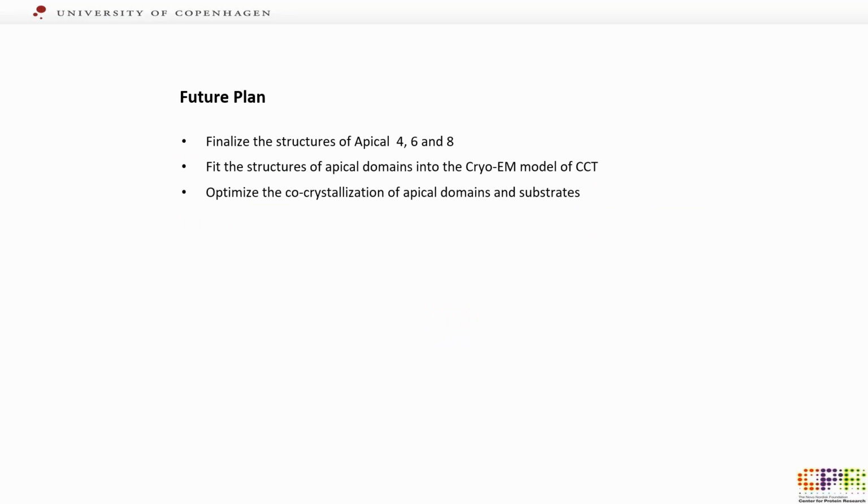So for the future plan, I will try to finalize the structures of Apical 4, 6, and 8, and try to fit the apical structures into the cryo-EM model of the whole CCT to get a better view of what the CCT structure is and what exactly the mechanism behind it is. On the other side, I will try to optimize the co-crystallization of apical domains and substrates, to figure out what exactly the binding mode is.